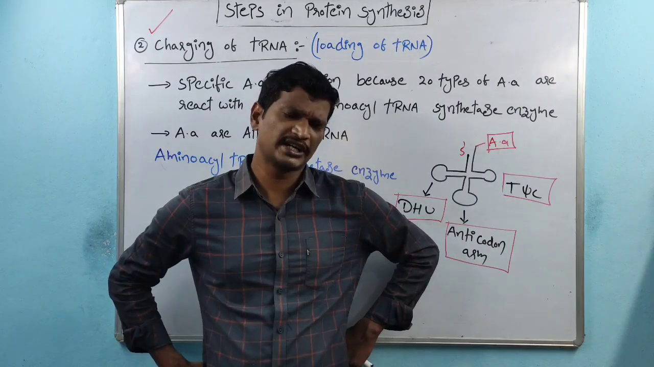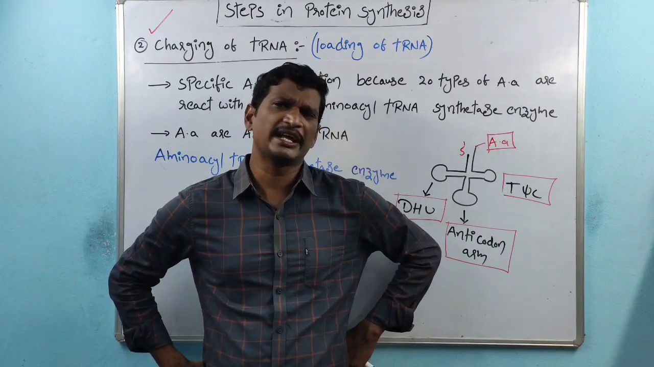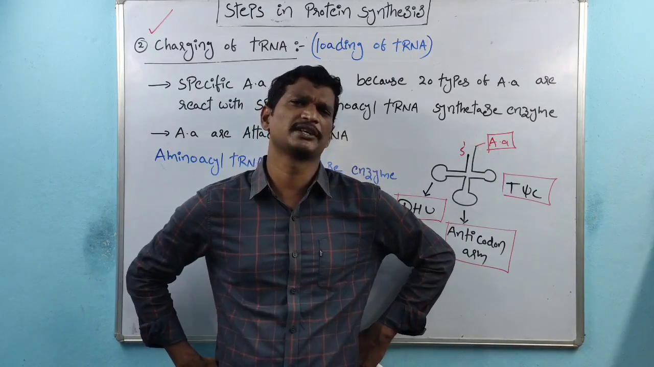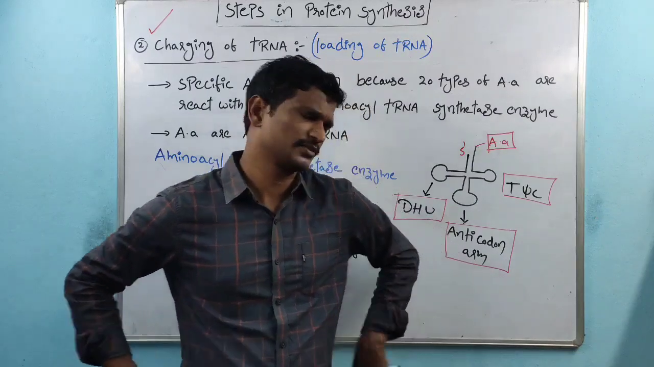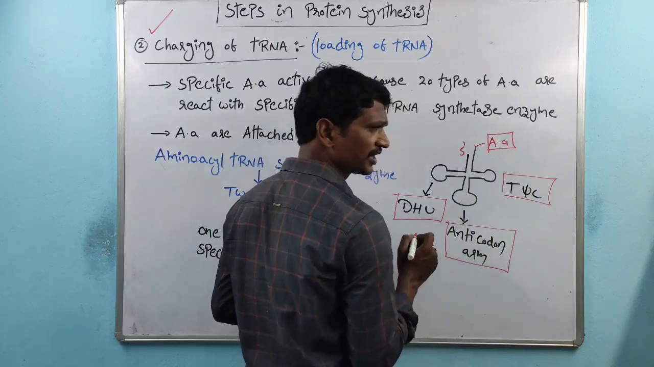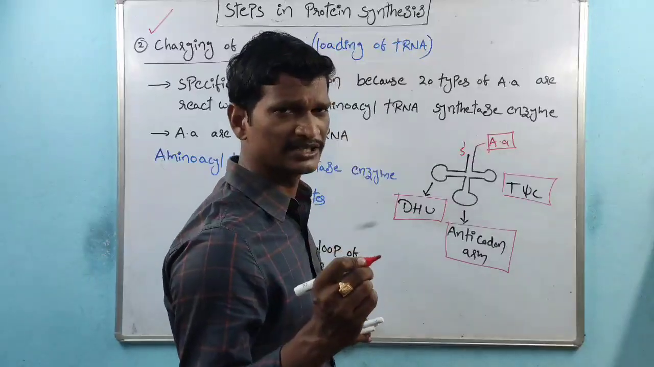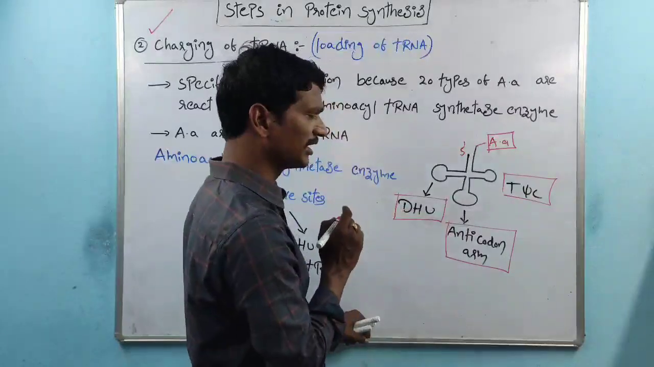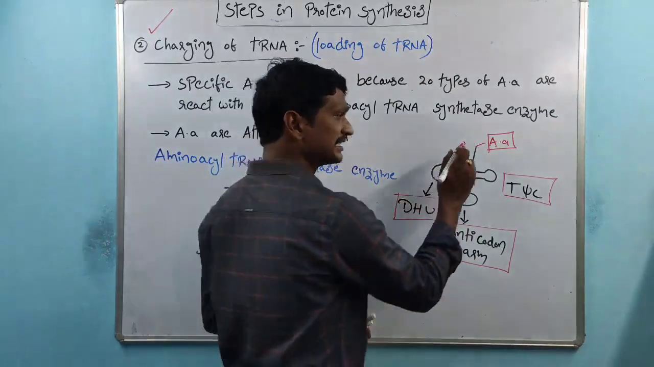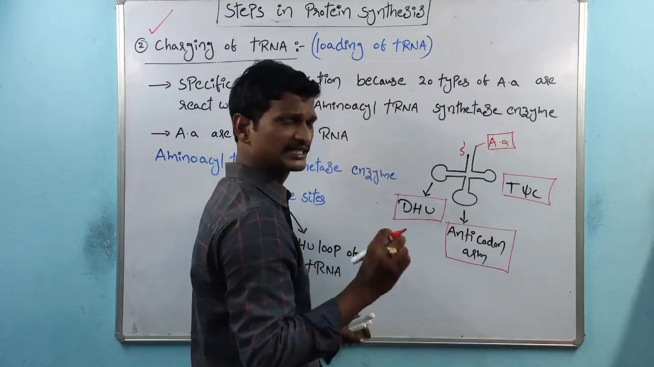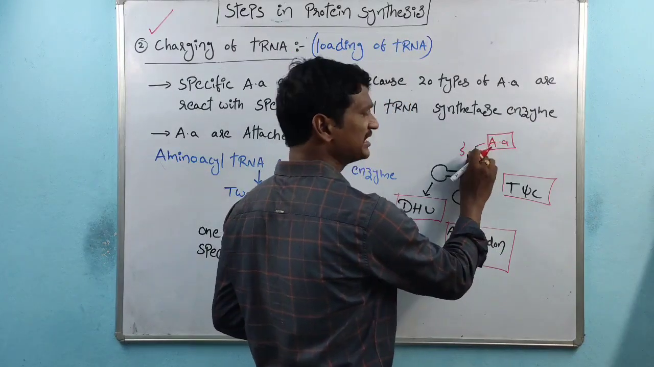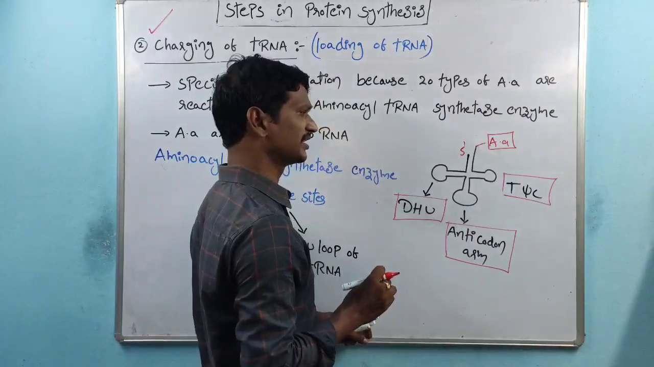Sir, how does tRNA carry a specific amino acid? We already discussed this. The tRNA contains an anticodon in the anticodon arm. That anticodon decides which amino acid has to bind here.